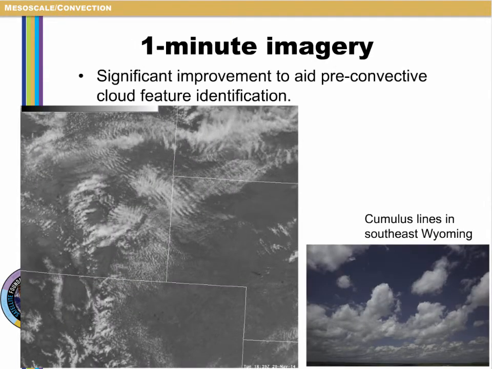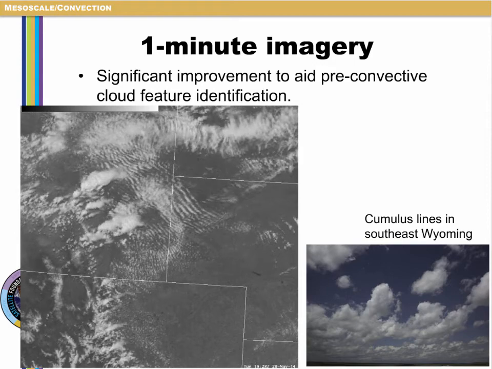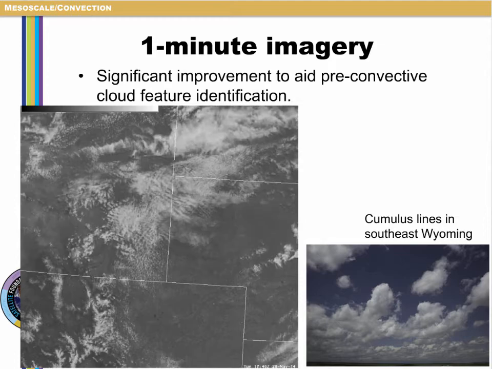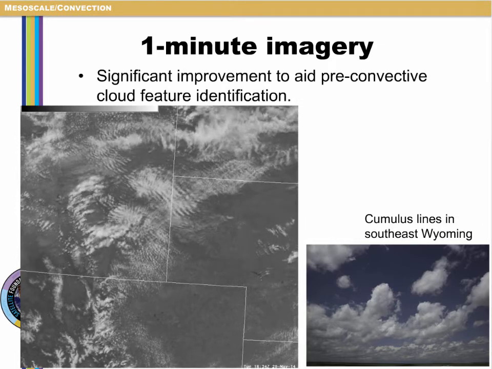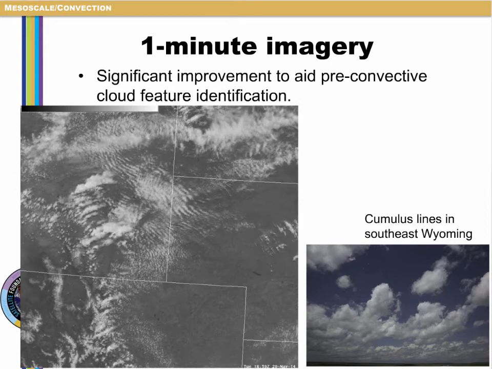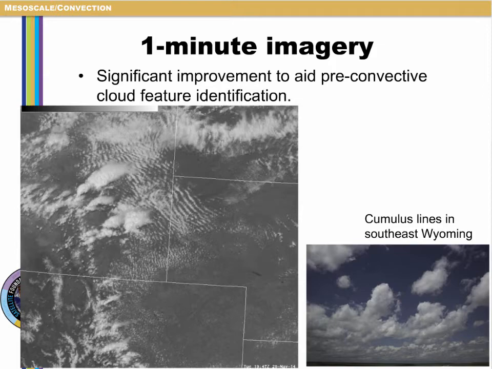The increased temporal resolution of GOES-R will help in identification of pre-convective clouds. 5-minute temporal resolution will be available over the CONUS routinely, and more importantly, when you're in a mesoscale sector, 1-minute imagery will be available, which will greatly aid your ability to identify pre-convective clouds.